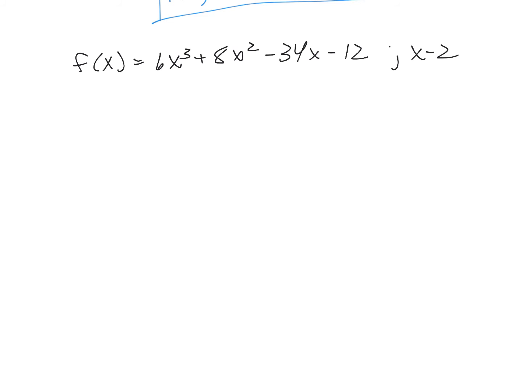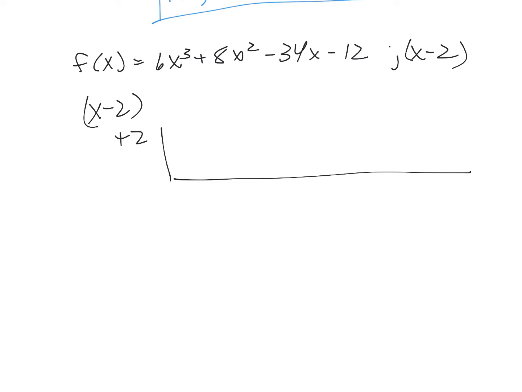So let's look at another one. Okay, so I'm going to look at number 16. So we have f of x equals 6x to the power of 3 plus 8x squared minus 34x minus 12. And they're like x minus 2. Is that a factor? So x minus 2 out here, so it's a +2. Descending order, 3, 2, 1 number, right? So we have 6, 8, -34, -12, so I don't have to add anything there.